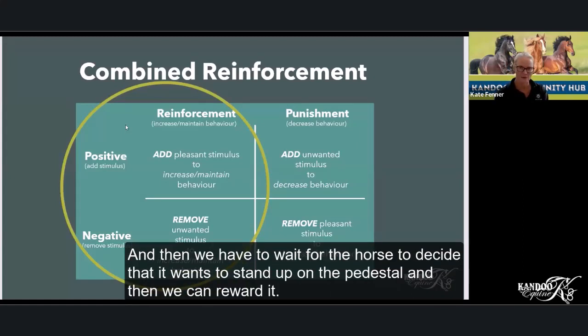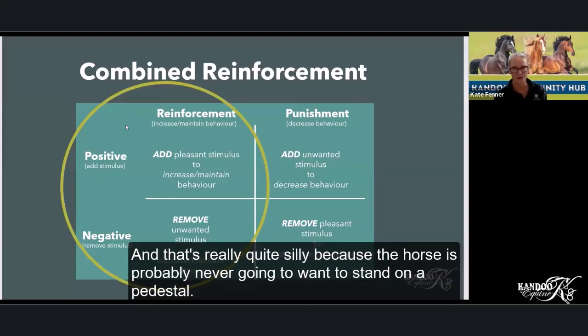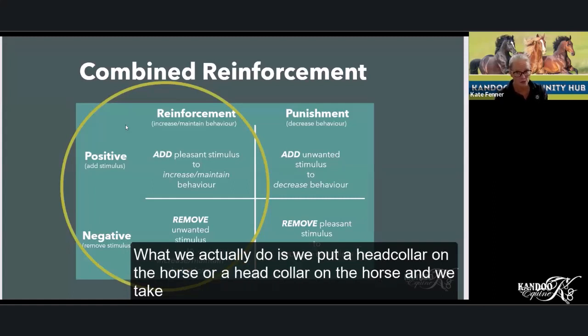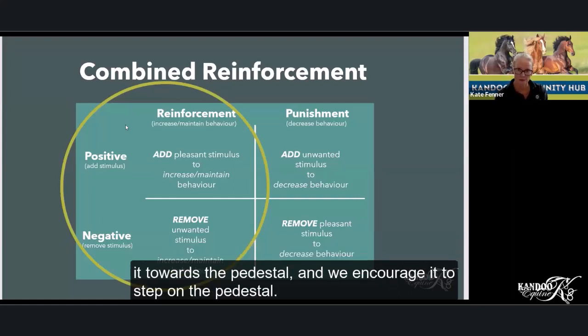And then we have to wait for the horse to decide that it wants to stand up on the pedestal, and then we can reward it. And that's really quite silly, because the horse is probably never going to want to stand on the pedestal. What we actually do is we put a head collar on the horse or a bridle on the horse, and we take it towards the pedestal, and we encourage it to step on the pedestal.